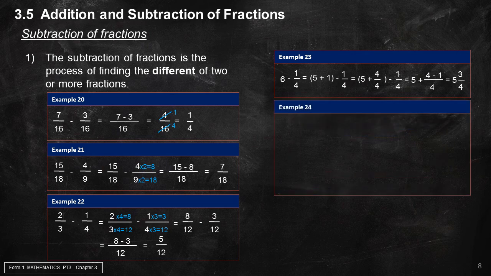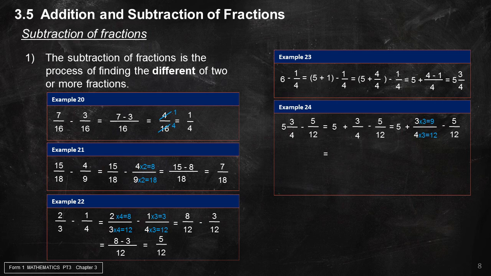Example 24. 5, 3 over 4 minus 5 over 12 equals 5 plus 3 over 4 minus 5 over 12 equals 5 plus upscale 3 over 4 to 9 over 12 minus 5 over 12.